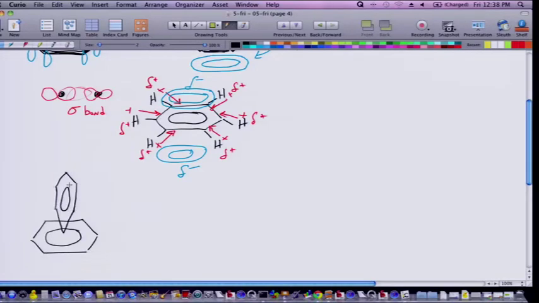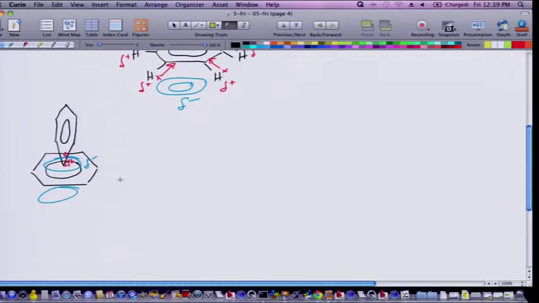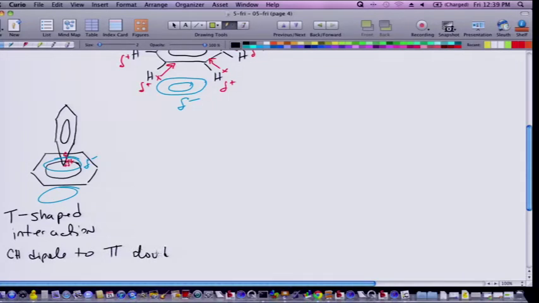But the idea here is, of course, that the negative pi clouds of one are going to interact with the delta positive dipole of the other. So you have a delta positive sitting right in proximity with that negative dipole. So you have a nice electrostatic interaction, and we call this guy a T-shaped interaction. And technically, what you have here is a CH dipole to a pi cloud. This is technically what you have.